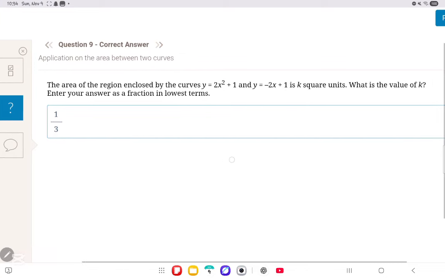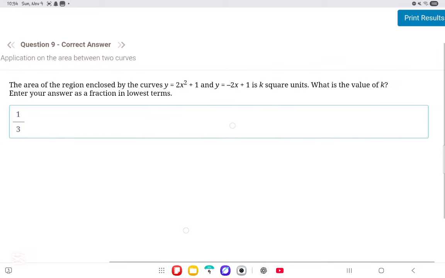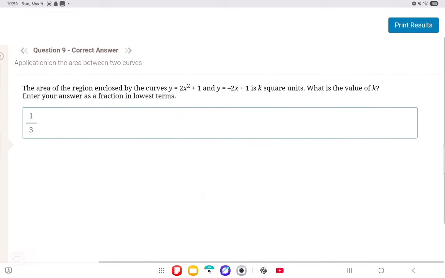9. The area of the region enclosed by the curves y equals this and this is k square units. What is the value of k? They want us to find the area of the region enclosed by this and this. In order to do this, we'll need to find their intersection, right? So let us find the intersection first of all.